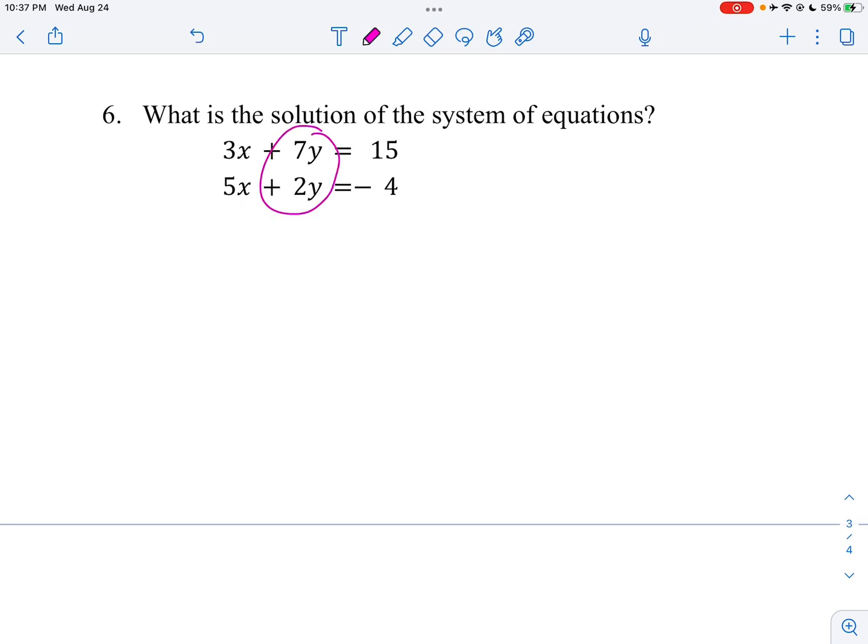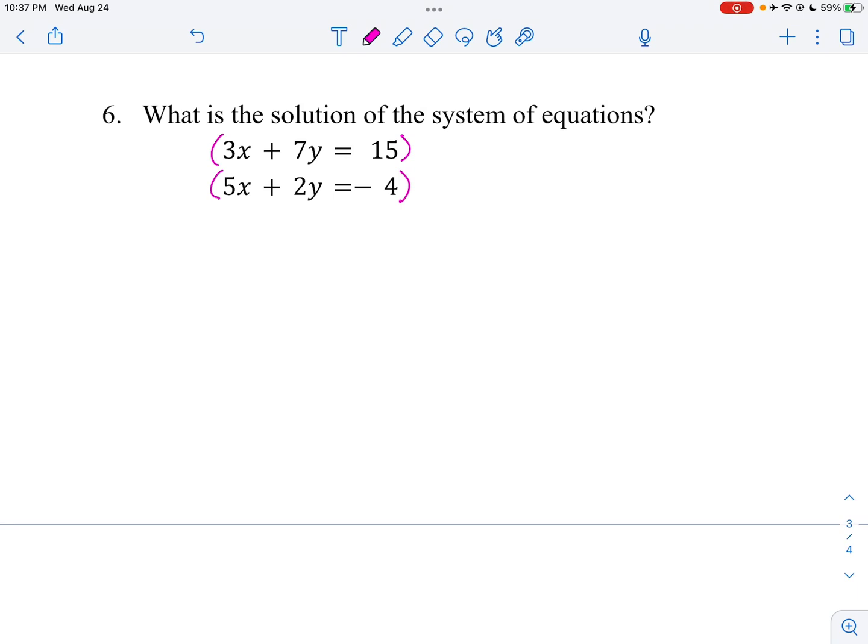If we look at the y's, we've got 7 and 2, those won't cancel. So I need for either the x's or the y's to cancel. So if they're not ready to cancel, I need to figure out what I can do to get them to have the same number but opposite signs. Now the only thing I can do to modify is to multiply. So I'm actually going to end up multiplying both equations.